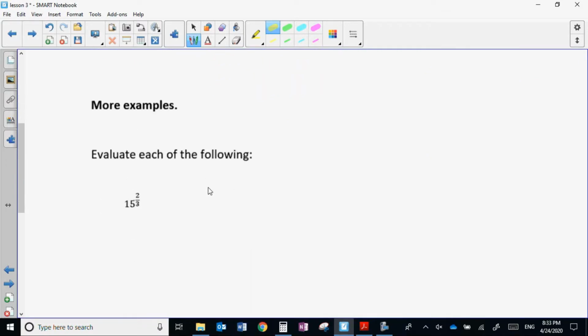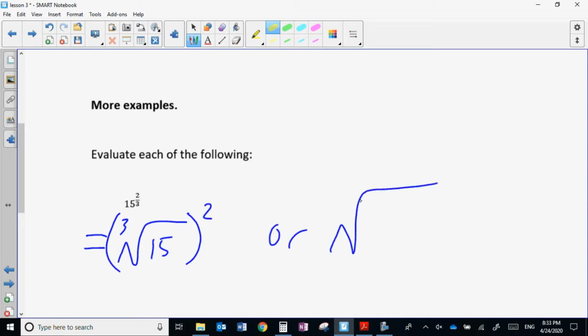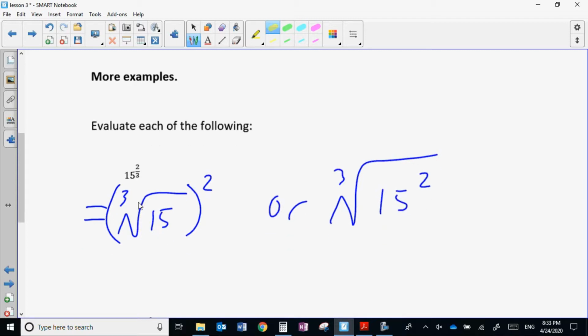15 to the power of 2/3. According to our rule above, that should be the cubed root of 15 squared. Do I want to square it here or square it there? It doesn't really matter. You can write that, or you can write it this way, which just looks a little bit slicker. I'm going to tell you something, though. I don't know what the cubed root of 15 is. I know 15 squared is 225.